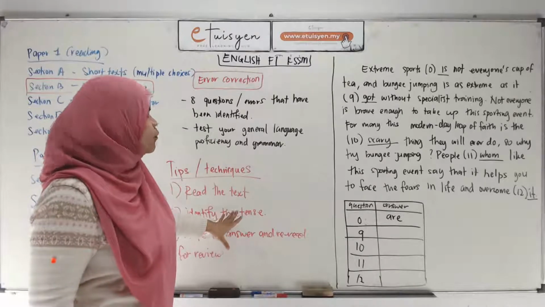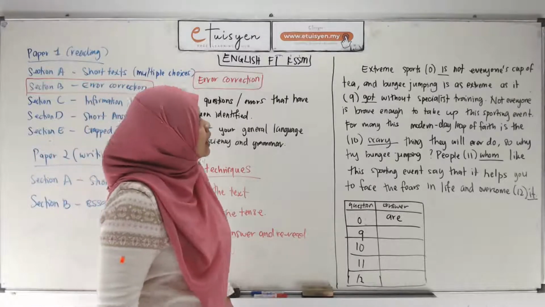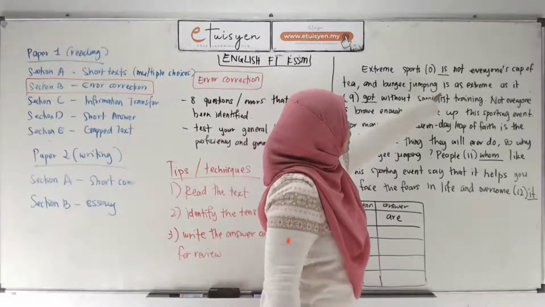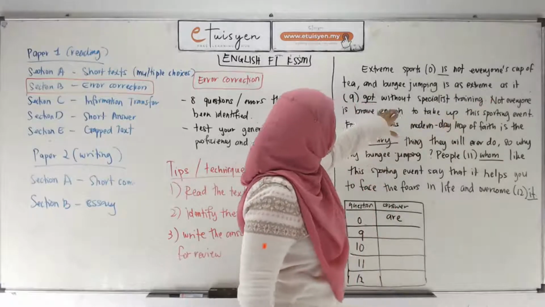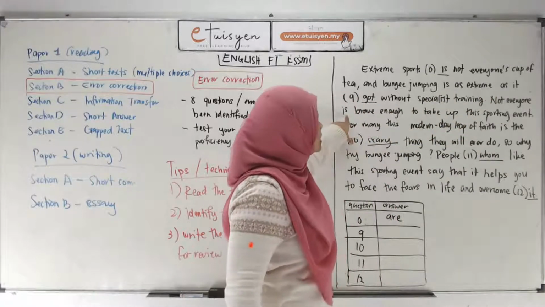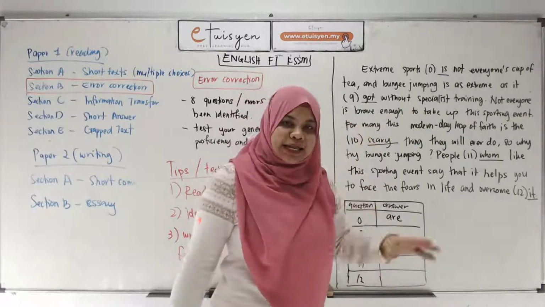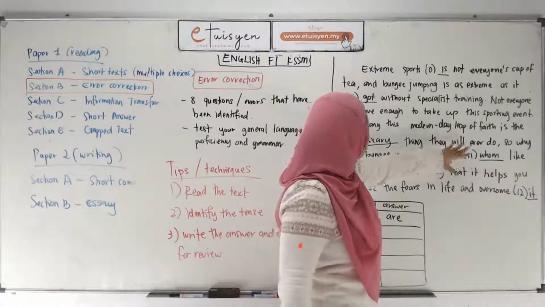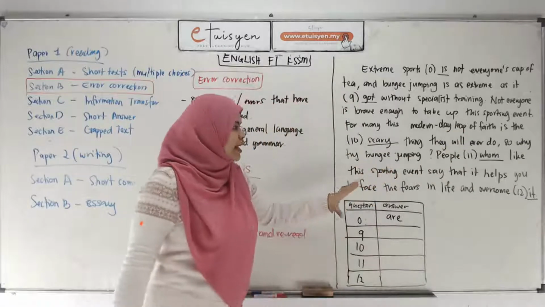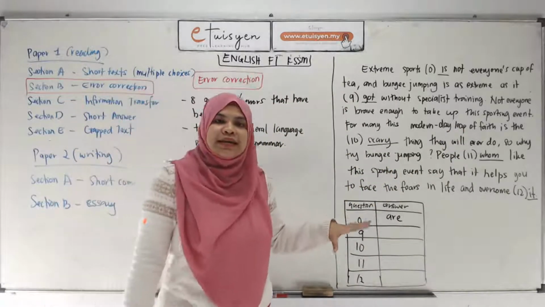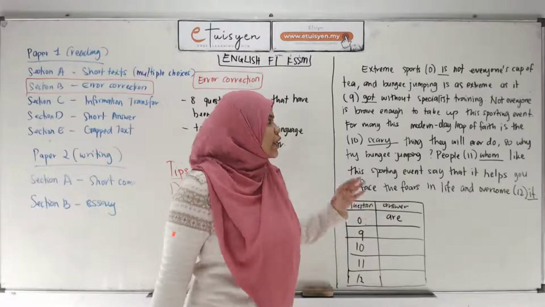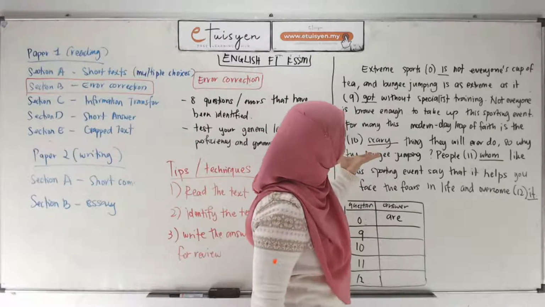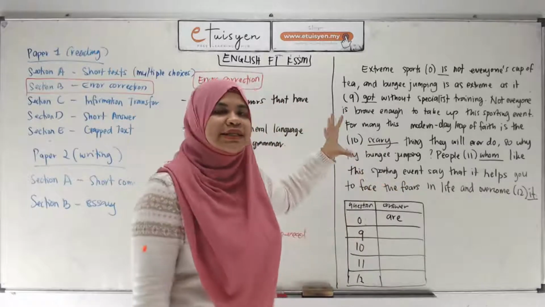Then the second one is identify the tense. So extreme sport is not everyone's cup of tea, and bungee jumping is as extreme as without special training. Not everyone is. So bila ada perkataan is, and then for many this modern name is. So here it looks like the tense is present tense. Okay, tak ada was, tak ada had ke, tak ada perkataan past. So here it is a present tense.